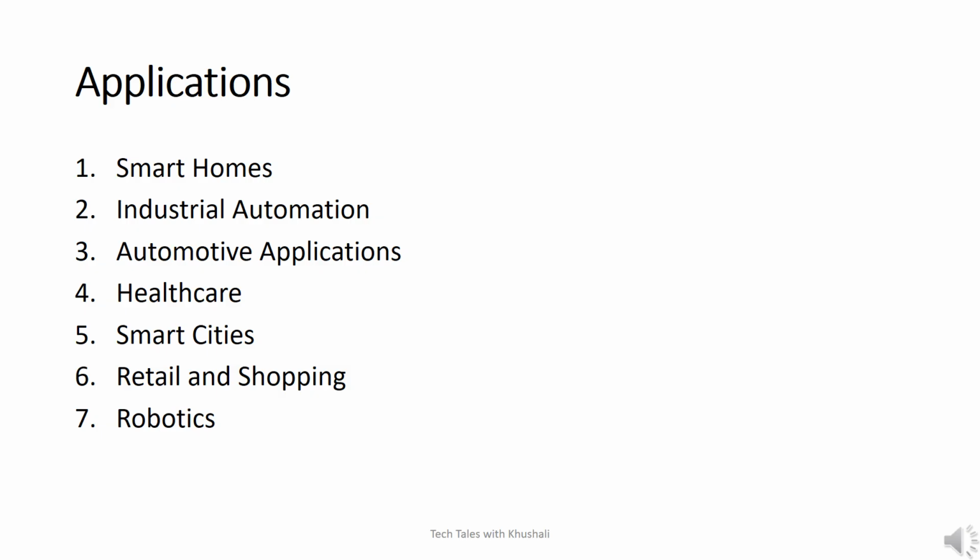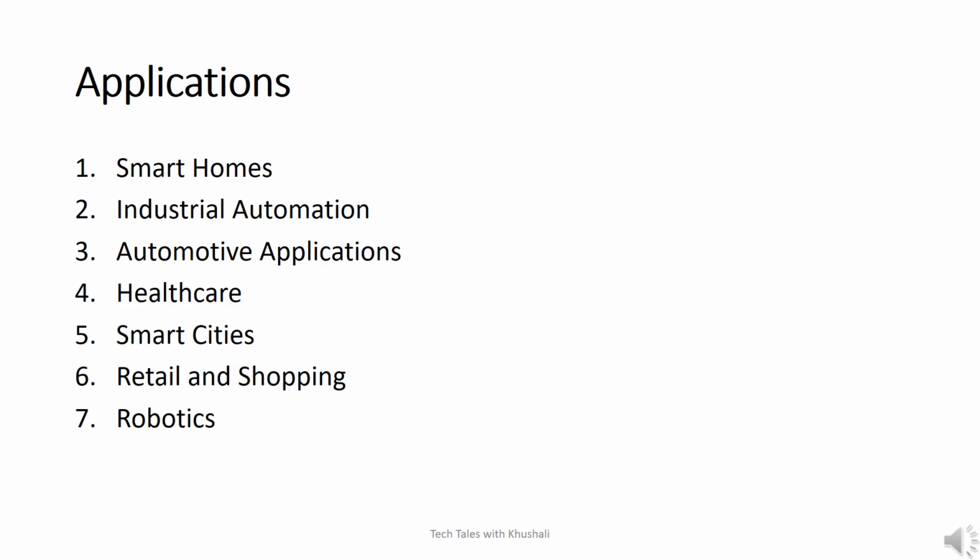And the sixth application is retail and shopping. They can track when a customer approaches a display or product, triggering targeted advertisements or notifications on their smartphones. It is also used in automated systems to track stock levels and alert store managers when products need restocking or when items are out of place.